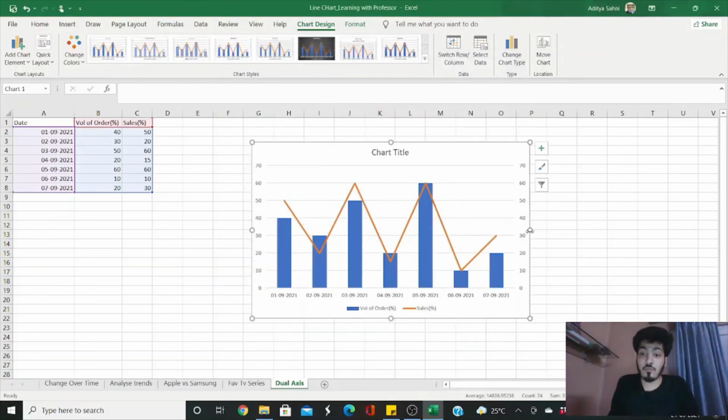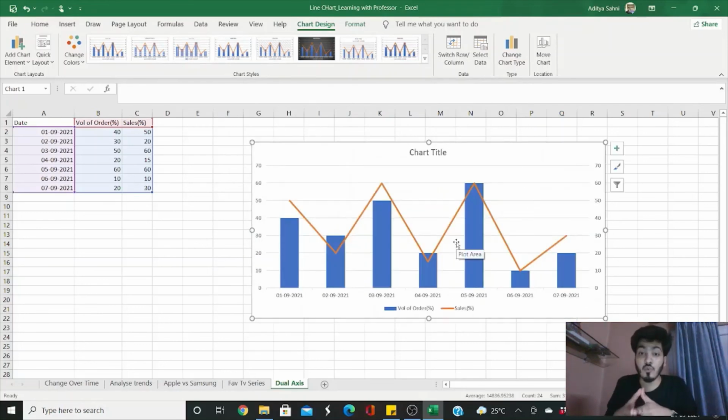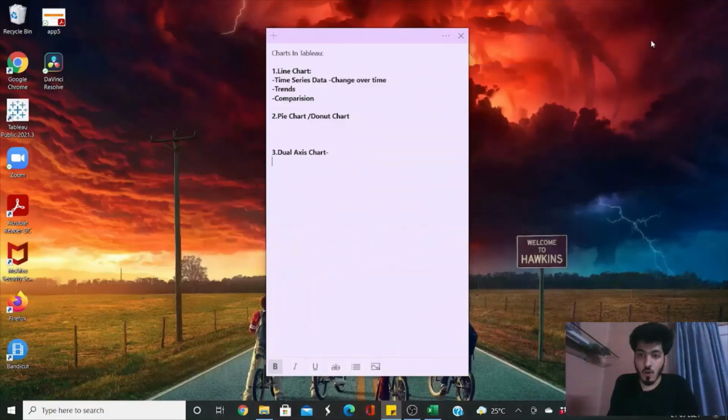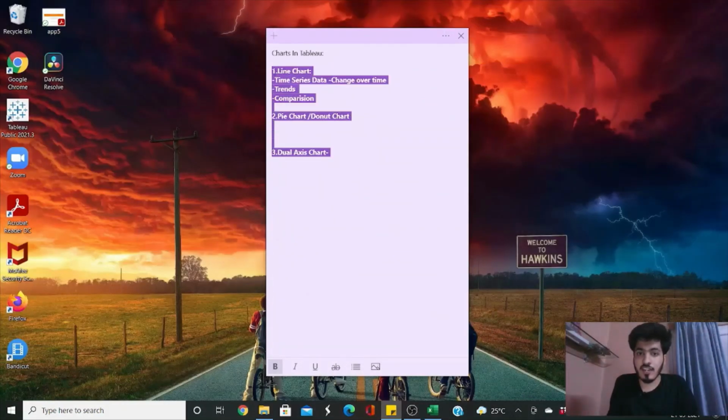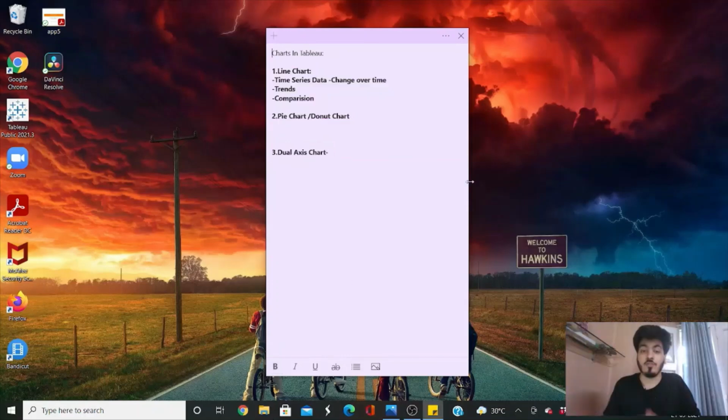So now, amazing, you can see it is much more intuitive. If the volume of orders is increasing, then the sales number is increasing, and if the number of orders is decreasing, then the sales number is gradually decreasing. So this is the power of the dual axis chart, which is why it is the most commonly used chart in industry. I hope you are clear with the basics of all four charts. That's all for this video.